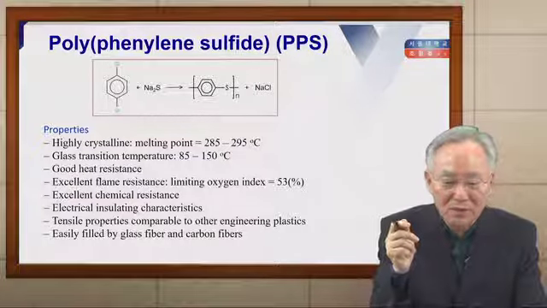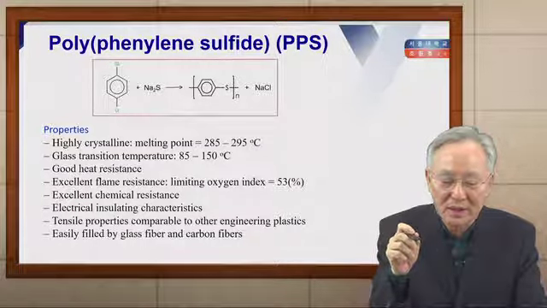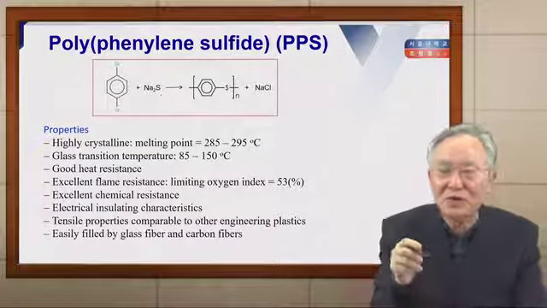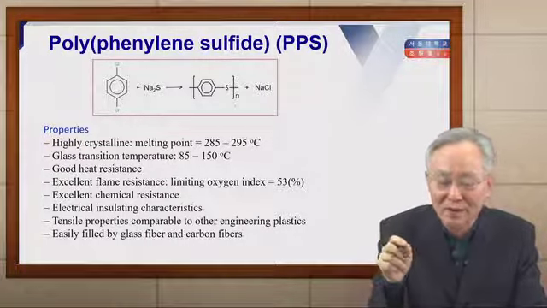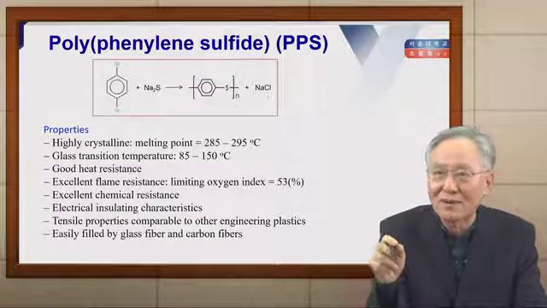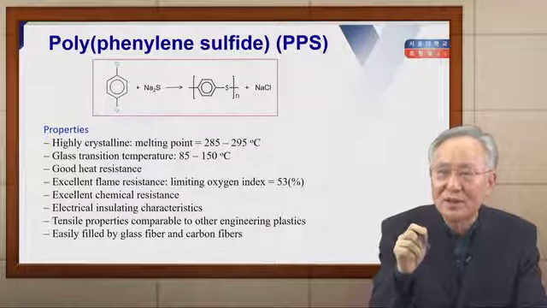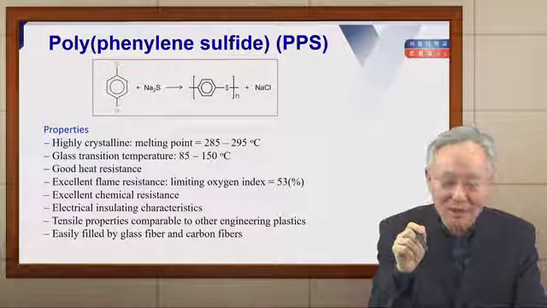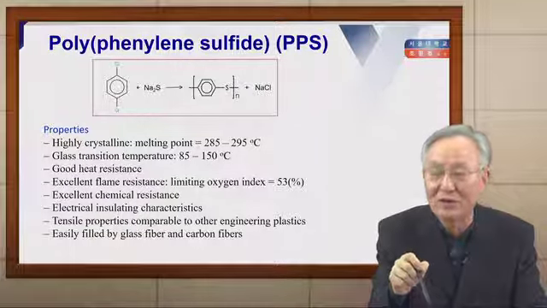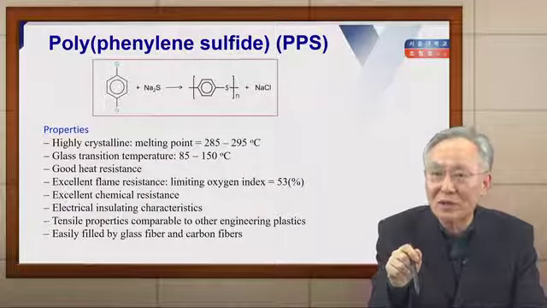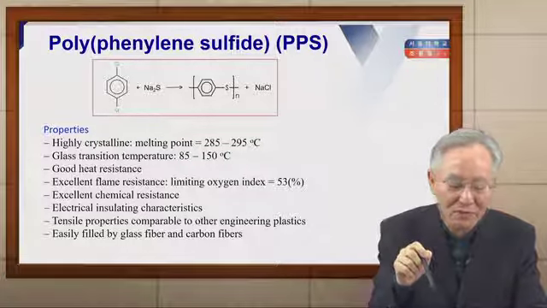Now we focus on polyphenylene sulfide, so-called PPS. Dichlorobenzene is reacted with sodium sulfide to produce polyphenylene sulfide in a simple reaction with removal of sodium chloride. So PPS has many good properties. PPS is highly crystalline. The melting point is about 285 to 295 degrees centigrade. The glass transition temperature of PPS is in the range of 85 to 150 degrees centigrade.